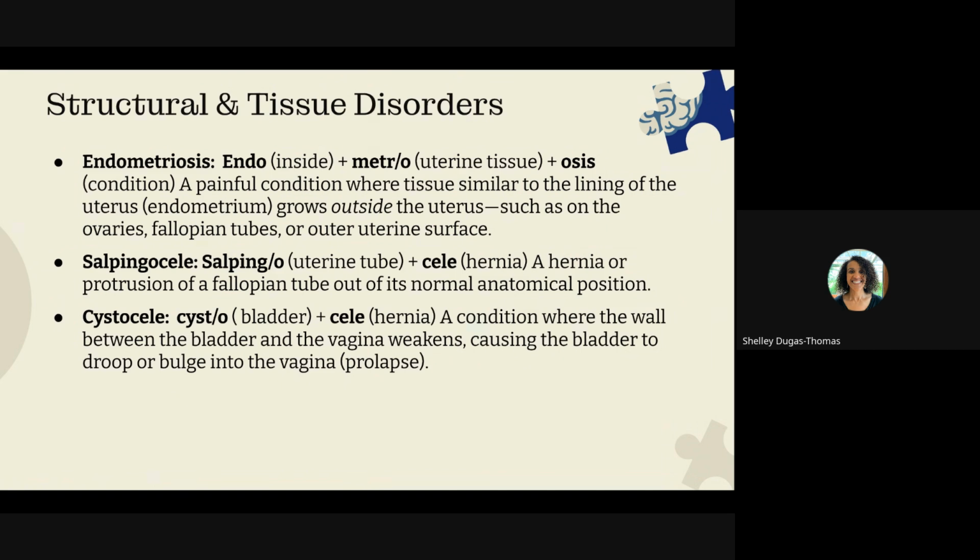The suffix cele means hernia. So salpingocele is a protrusion of the fallopian tube out of its place. Cystocele is cysto, urinary bladder, plus cele, hernia. The bladder weakens and bulges backward into the vaginal wall space.